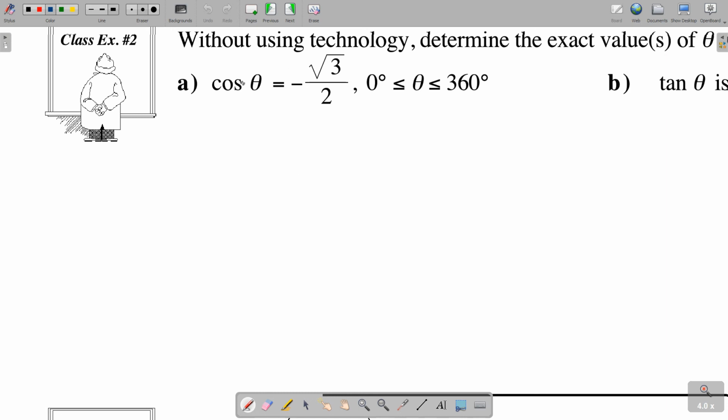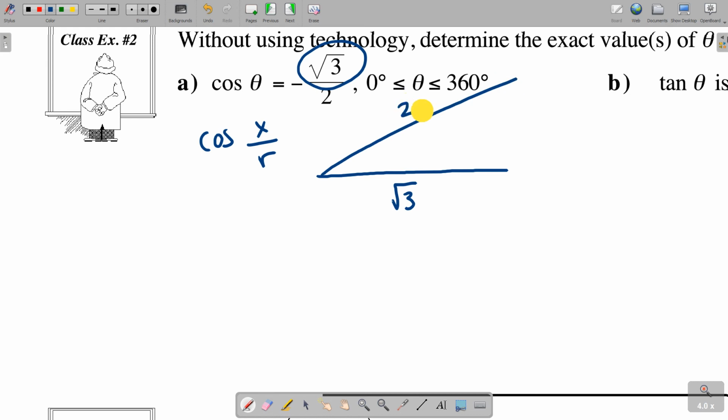Cosine, by definition, cos is x over r. The x component is a root 3. Please ignore the sign right now. It's a root 3. That's what we see up here. It has an r value of 2. And therefore, this is the little 1 here. That means we have a referent angle to work with, this is important, of 30 degrees.